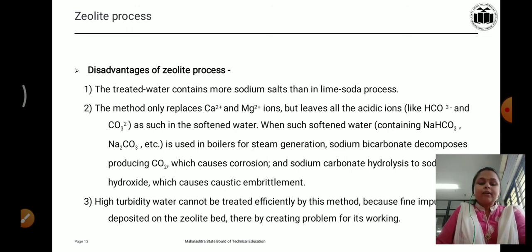And the third disadvantage of this process is that high turbidity water cannot be treated efficiently by this method because the fine impurities are deposited in the zeolite bed, thereby creating problems for its working.